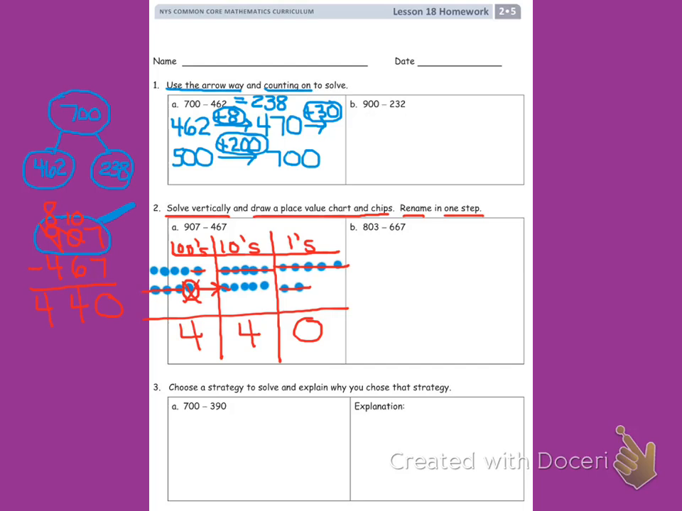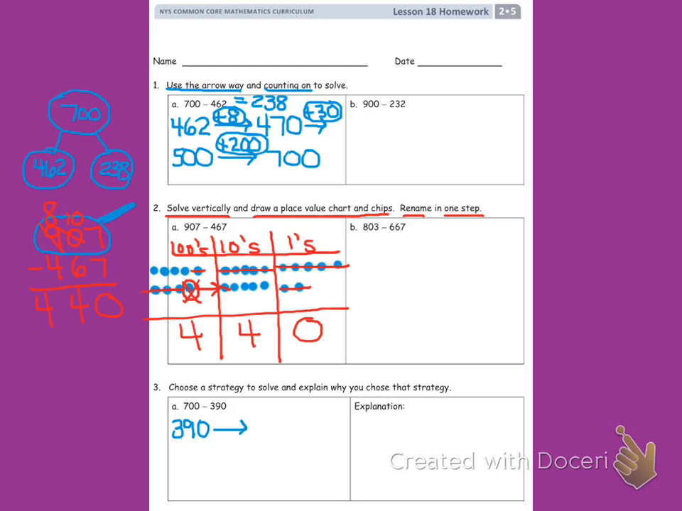Lastly, let's look at problem 3. It says, choose a strategy to solve and explain why you chose that strategy. 700 minus 390. I think I'll choose the arrow way. If I have 700 and I subtract 390 and use the arrow way, I will first write 390. And I'll try to count up to 700.